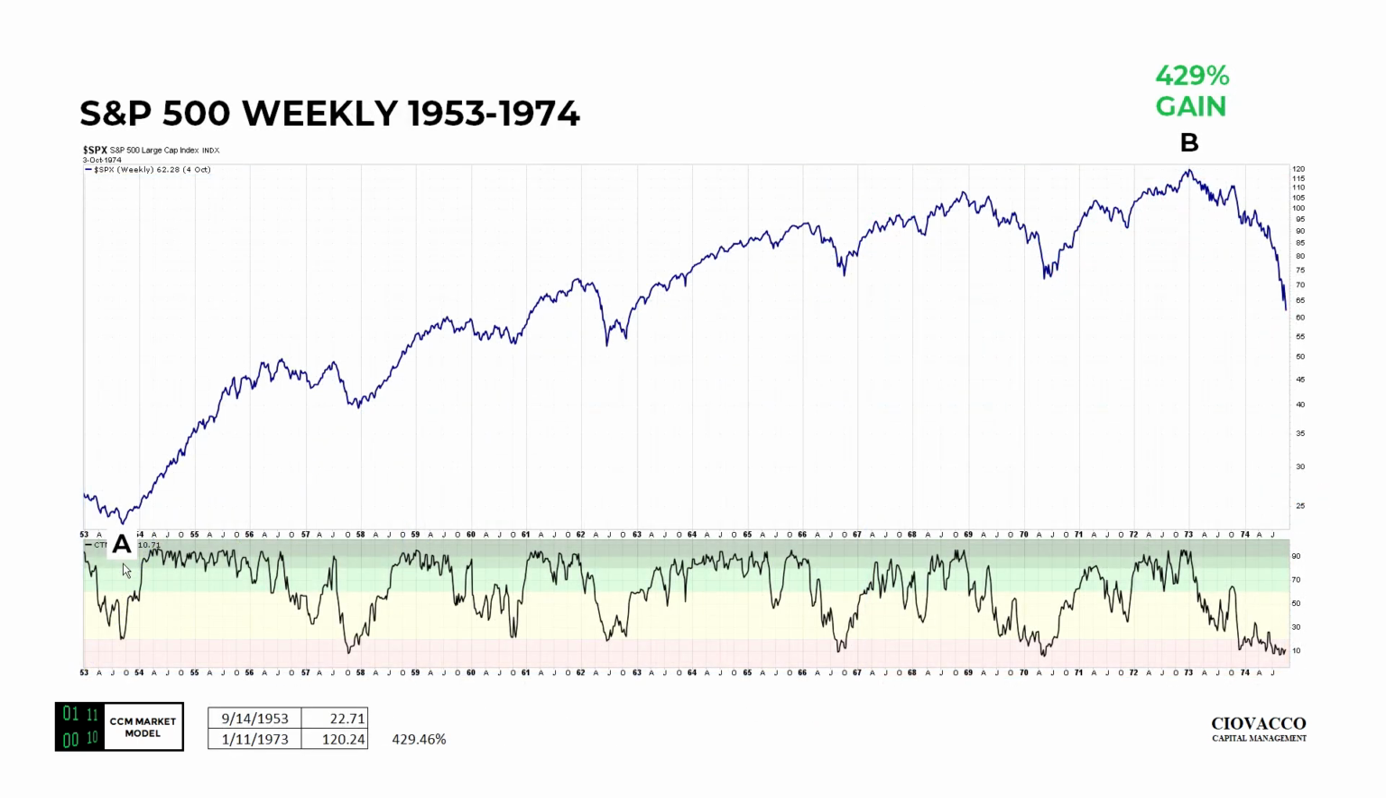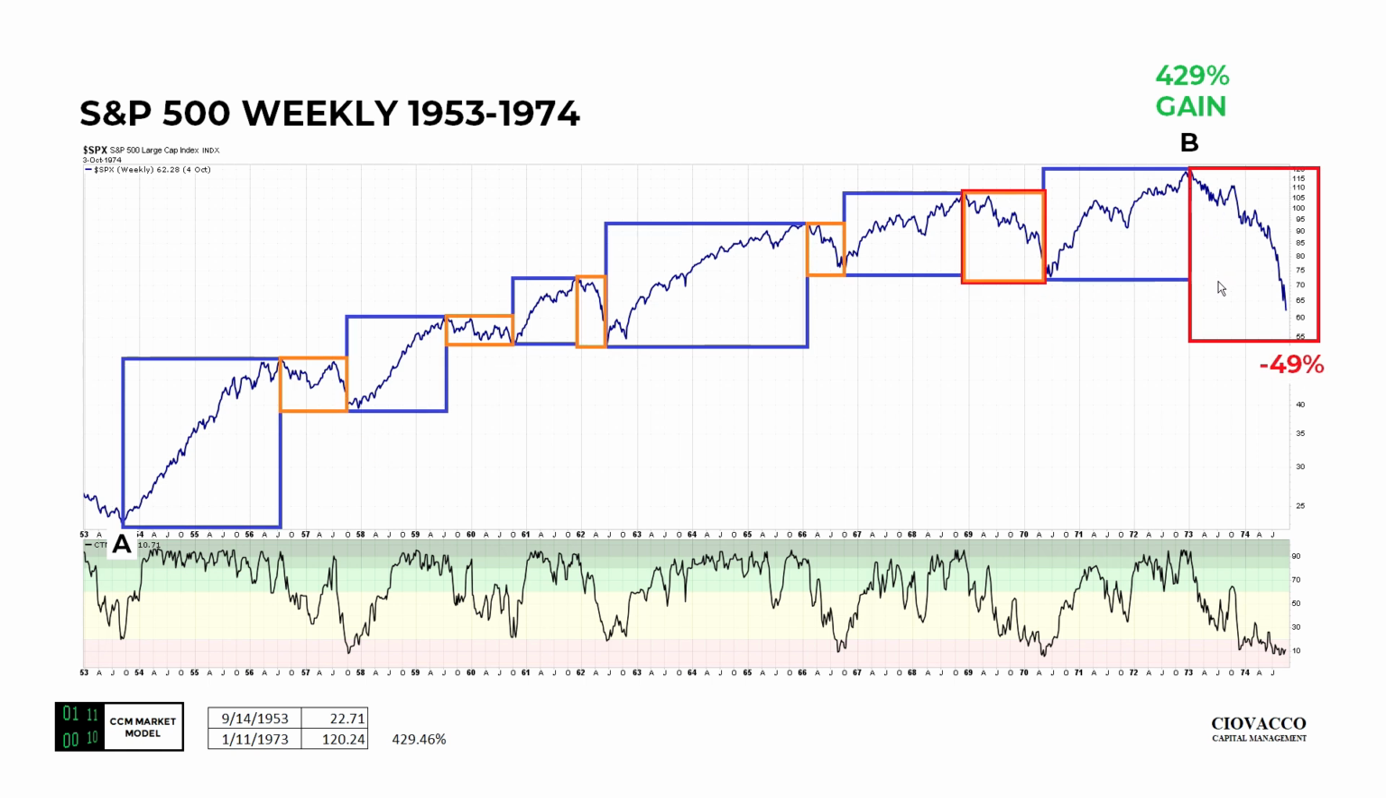Because when the goal is to navigate between a point A here in 1953 and a point B that could be several years down the road here in 1973, we know pretty much with 100% certainty that the stock market's not going to make that easy for anyone. Thus, we want to be able to use data to help us discern specifically between this type of environment that we want to avoid, 1973-74, and the strong periods of the secular trend, the blue boxes.